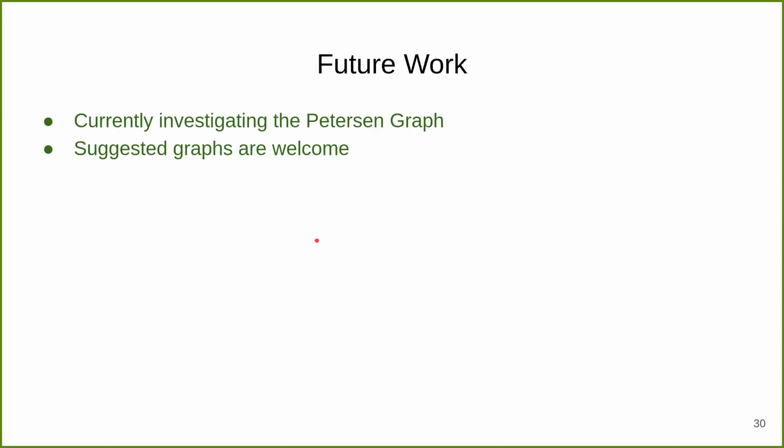So currently, we're investigating the Petersen graph, and we had just looked at a bunch of other common classes of graphs. We're looking to see if a 3-1 coloring exists, and if so, what that coloring may look like. And we welcome any suggested graphs to further investigate.